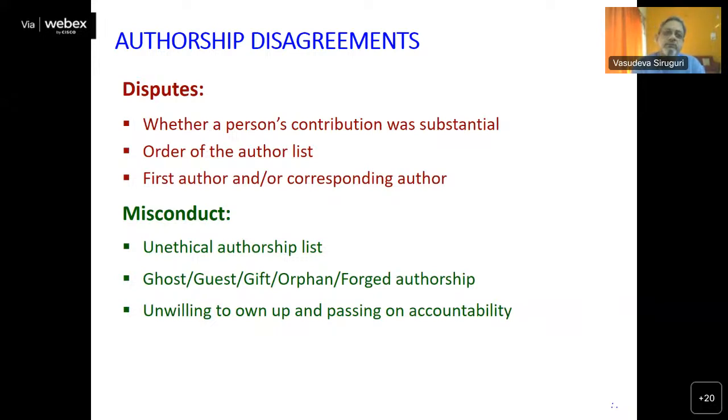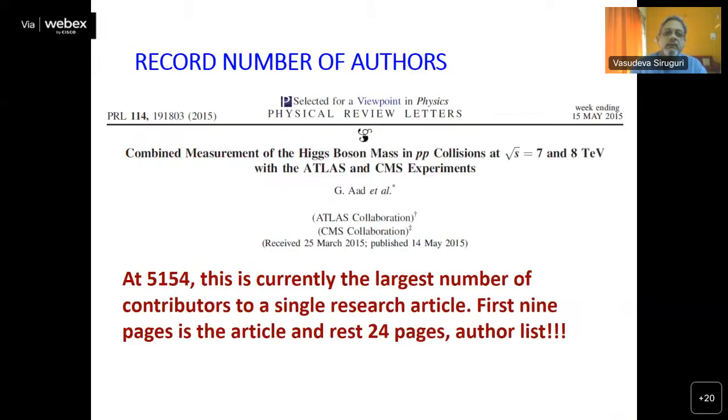And the misconducts would come up with unethical authorship lists. That means there are people who are included who are, as I said, ghost authors, gift authors, etc., and or forged authors. So that's an unethical way to do that. Then again, when some problems occur, people are unwilling to take the responsibility for the problems and try to pass on this accountability to others. So this is where the real problems come up.